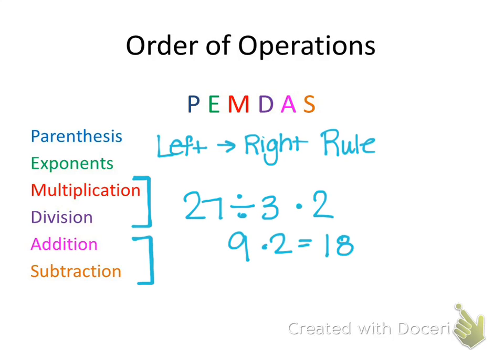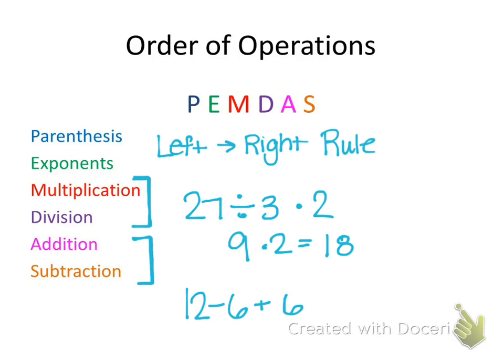If you did multiplication then division, you would get a different answer, okay? Now, same exact thing goes for addition and subtraction. They are equal to one another, okay? So, if I saw them both in a problem, if I saw 12 minus 6 plus 6, okay?